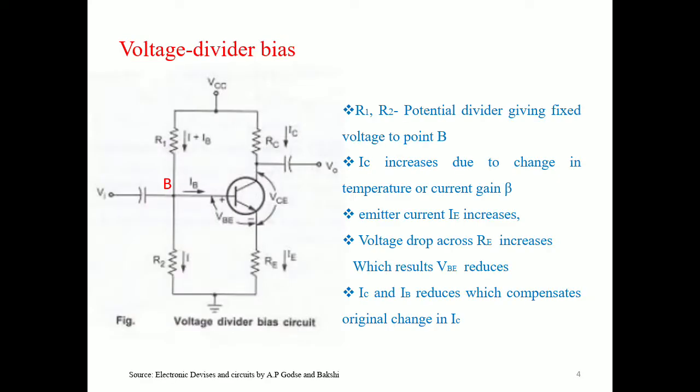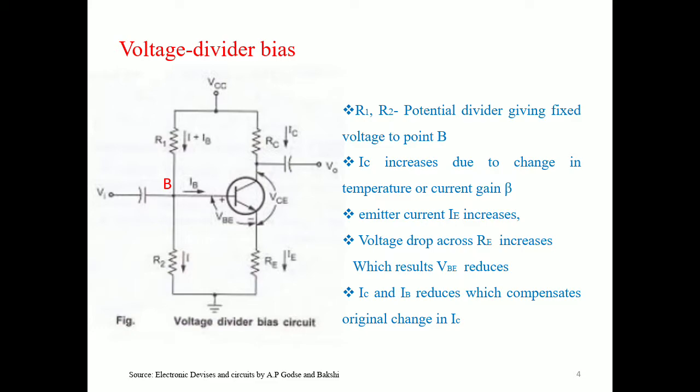So what is the importance of the voltage divider? The resistors R1 and R2 act as a potential divider, giving a fixed voltage to the point B. The red color shows point B, the potential divider.